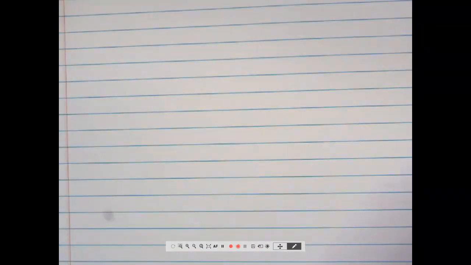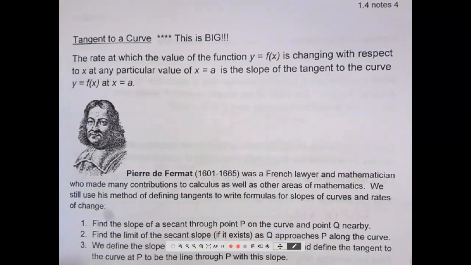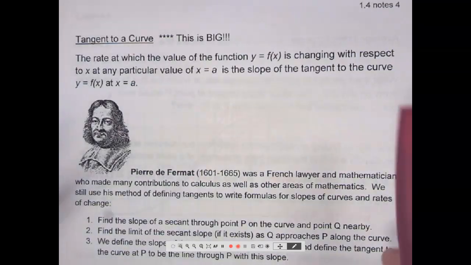Oh, look at this handsome guy. All right, so this young gent was around in the 1600s, and his name is Pierre de Fermat. He was French. He was a lawyer and a mathematician, and he made many contributions to calculus as well as mathematics in general. Okay, so he is the one that figured this concept out.